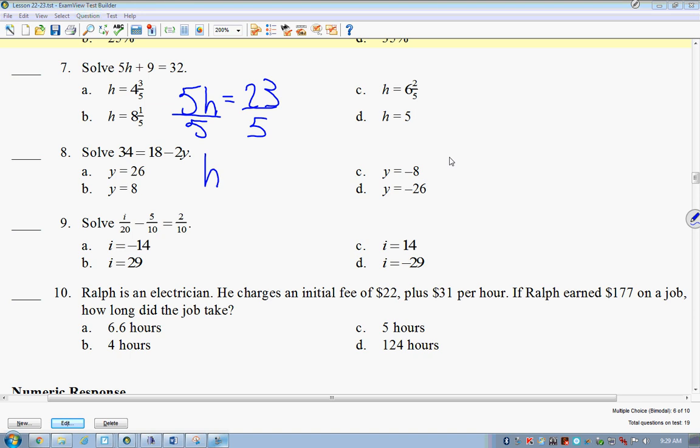Right, and they want this answer as a mixed number. So 5 will go into 23 four times, with 3 left over. So 4 3/5.